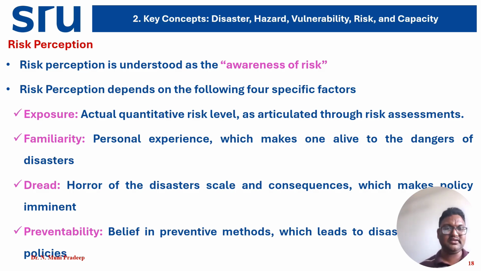And the final one, the fourth one, is called preventability. If people believe that a disaster can be prevented or that there are effective mitigation measures available, they are more likely to take action. I'm repeating, if people believe that a disaster can be prevented or that effective mitigation measures are available, they are more likely to take action. So this belief in preventability leads to proactive behavior, that is evacuation, construction of safe houses, and insurance for the people who are likely to be affected by the disaster. If people believe a disaster is fate or God's will and cannot be prevented, they will not invest in mitigation.